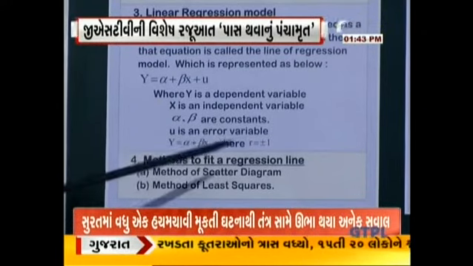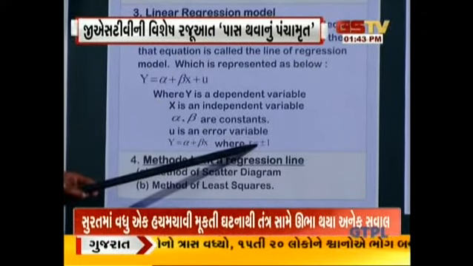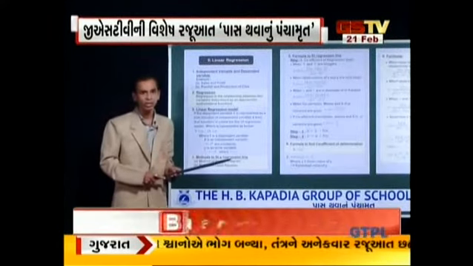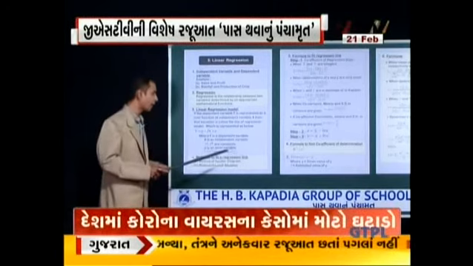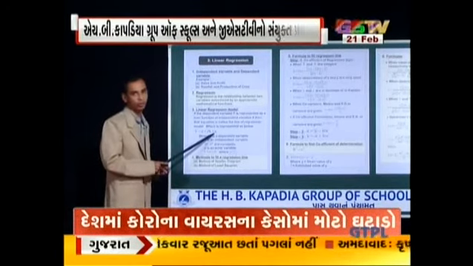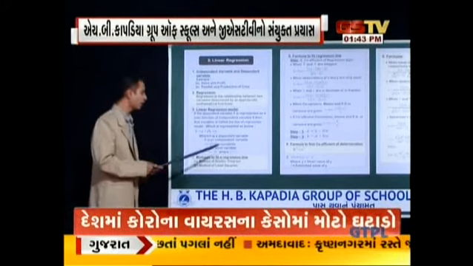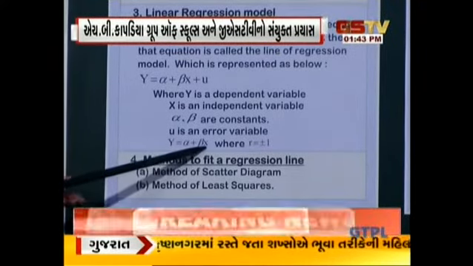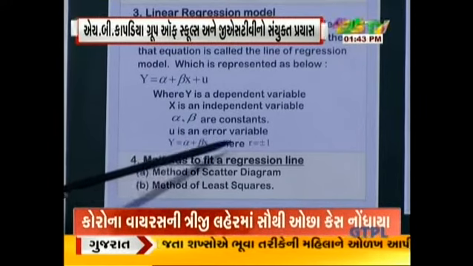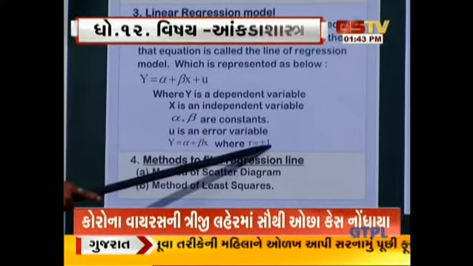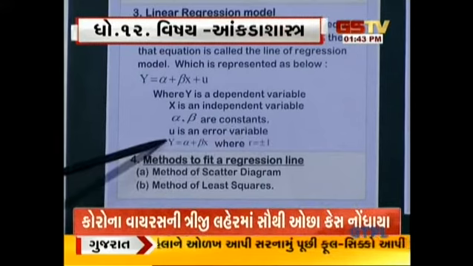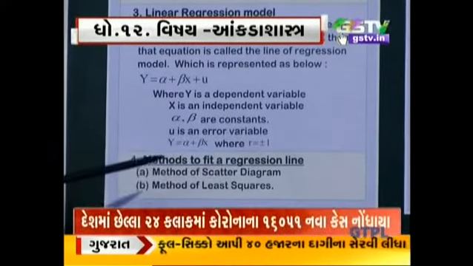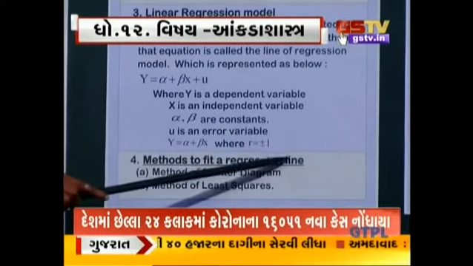If the value of r is plus or minus 1, it means there is a perfect correlation between two variables. At that time the value of u becomes 0. So now the regression model is y is equal to alpha plus beta x. So remember this thing: when the value of r is plus or minus 1, the regression model is y is equal to alpha plus beta x. Next, methods to fit a regression line.